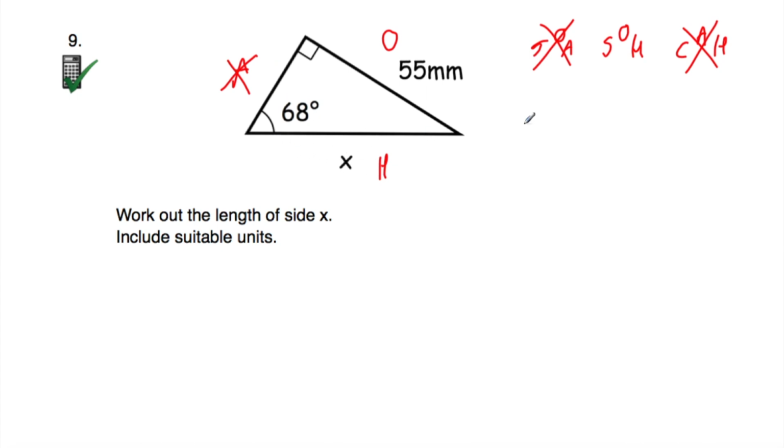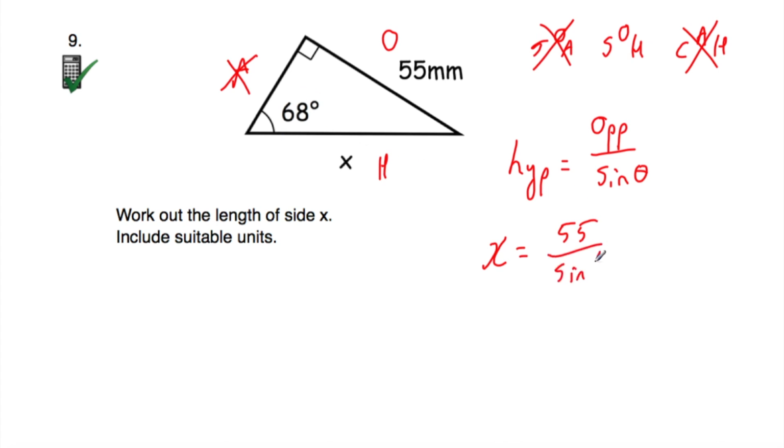which is the hypotenuse. So we'll go up to our triangle and we'll cover up our H, and the H, the hypotenuse, is equal to the opposite divided by the sine of the angle. So let's substitute in our values. The hypotenuse, that's x, is equal to the opposite, which is 55 millimeters, divided by the sine of the angle, so the sine of 68.